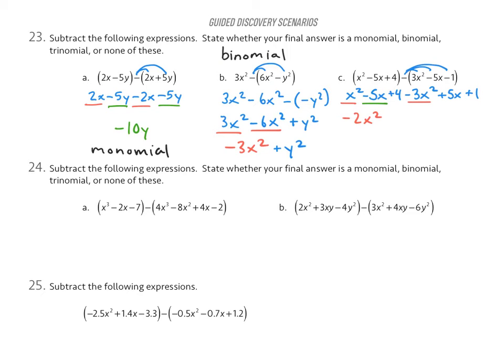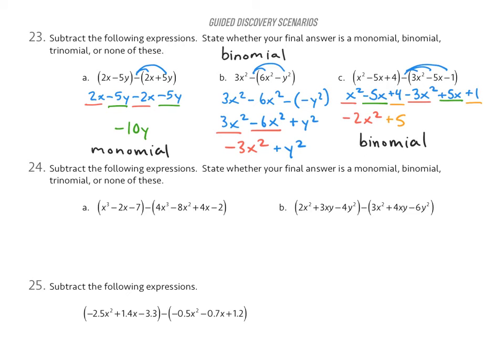Minus 5x plus 5x. Those combine to make 0. So there is no term with x in my final expression. Plus 4 plus 1. That would be plus 5. These two terms can't be combined, so the final expression is a binomial.